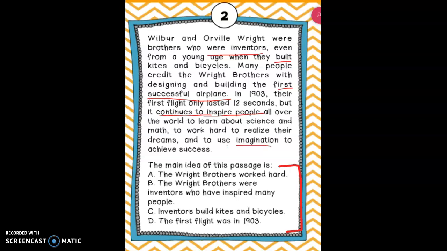So I think that this one that says the Wright brothers were inventors, yep, that was one of my details, who have inspired many people. It talked right here about how they have inspired them to do all these things, learn about science, to work hard and realize their dreams, imagine and achieve success. So I think that B is, even though all of these are true, B would be the best answer to show the main idea of this passage.